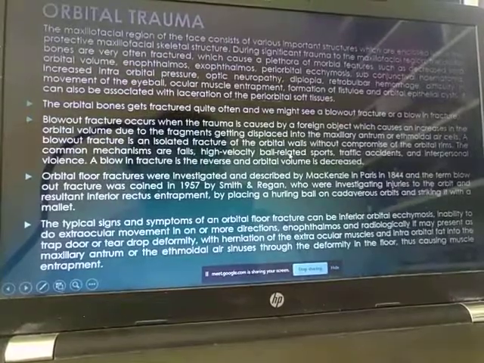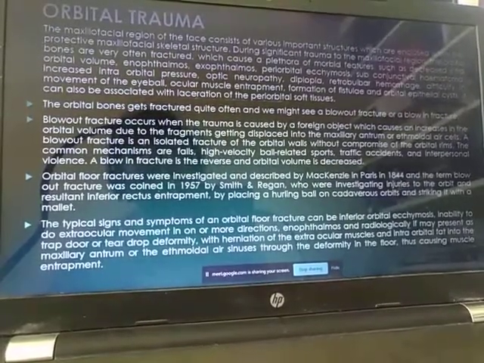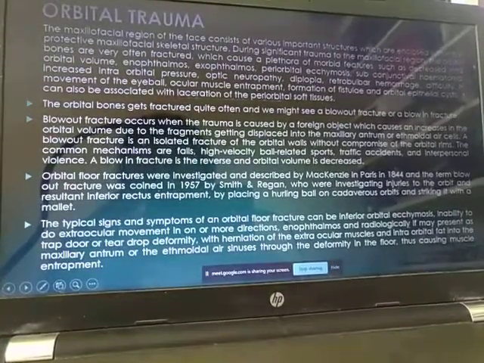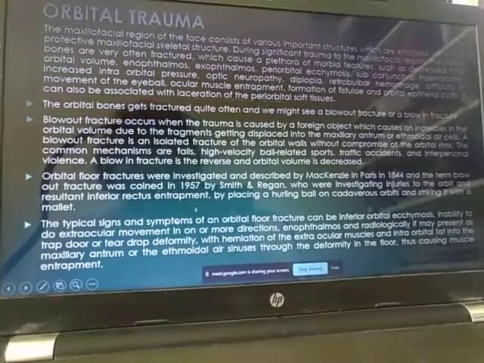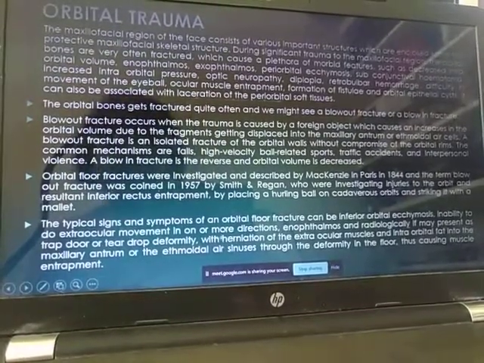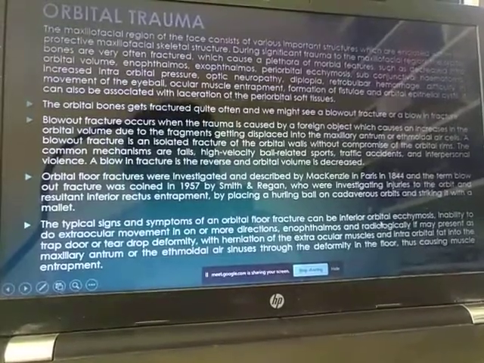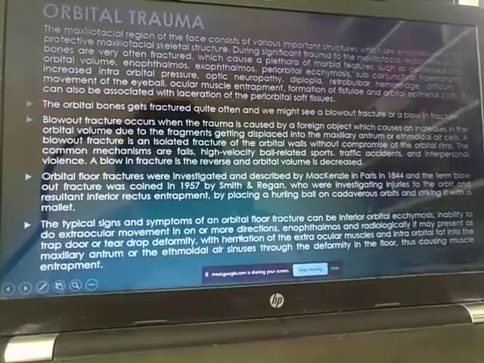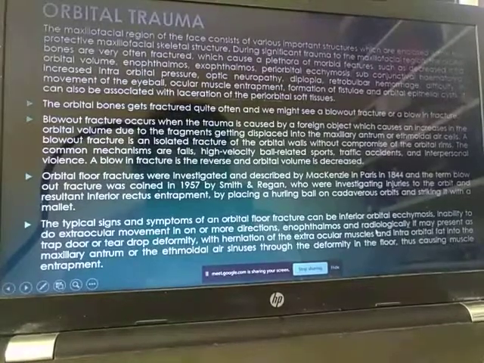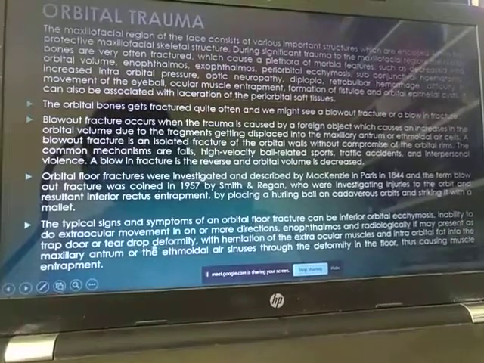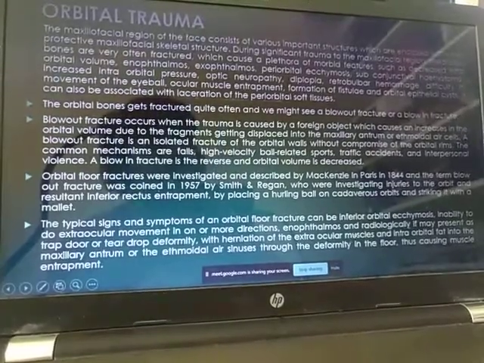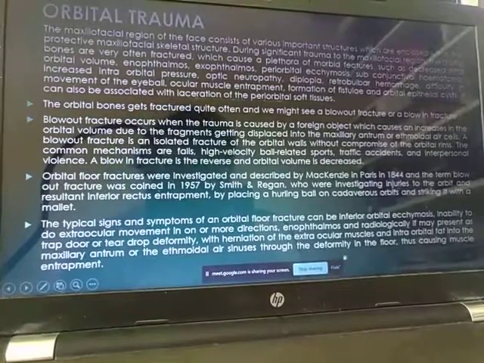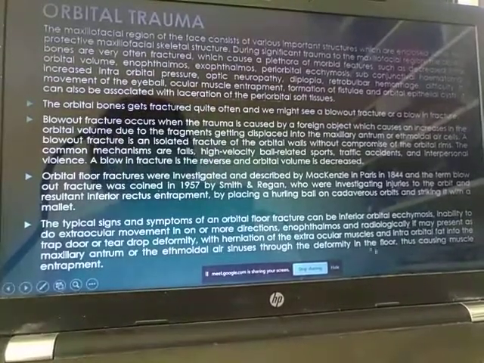The bone segments get displaced into the orbit, thereby increasing the intraorbital pressure. That is generally seen in gunshot wounds, in war injuries, etc. The typical signs and symptoms of an orbital floor fracture can be inferior orbital ecchymosis, inability to do extraocular movements in one or more directions, enophthalmos, and radiologically it may present as the trapdoor or teardrop deformity with herniation of the extraocular muscles and intraorbital fat into the maxillary antrum or the ethmoidal air sinuses through the deformity of the floor, thus causing muscle entrapment.